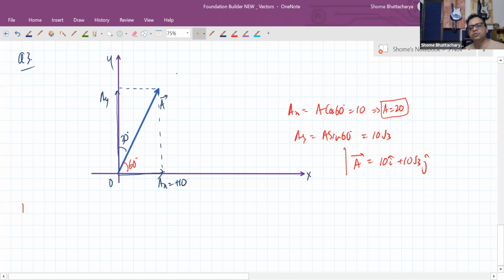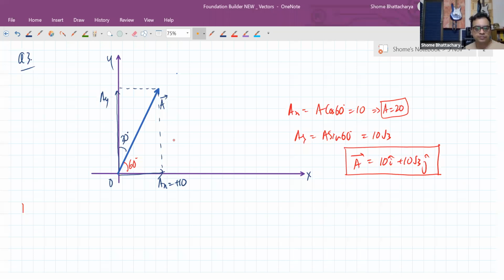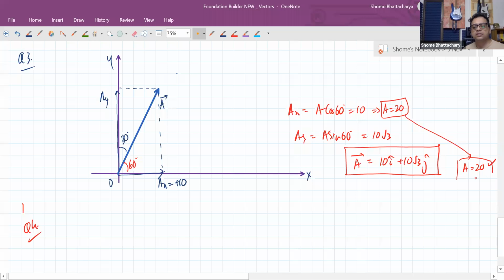This is the most basic type of question, which is just about expressing the vector in component form from the given geometry. Okay, let's come to question 4 after this. So the question is asked for the magnitude of the vector. So magnitude of the vector is, you can see, 20. So that's the answer.